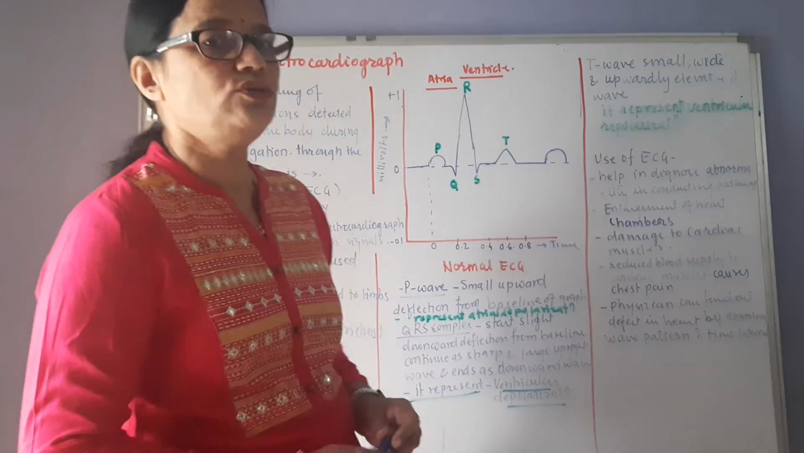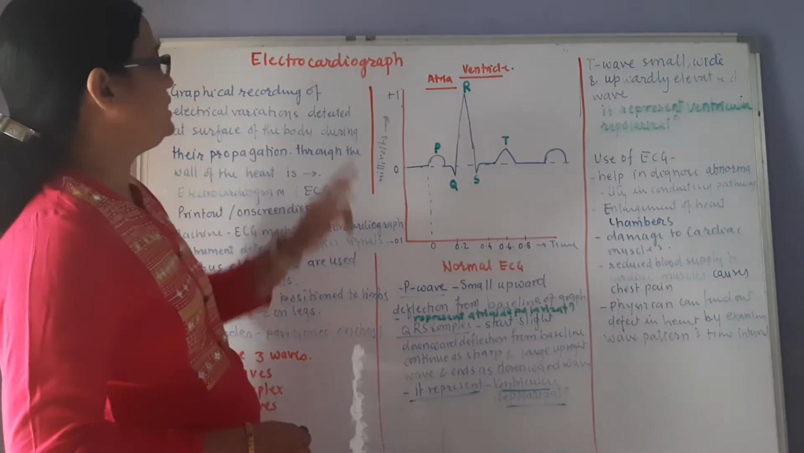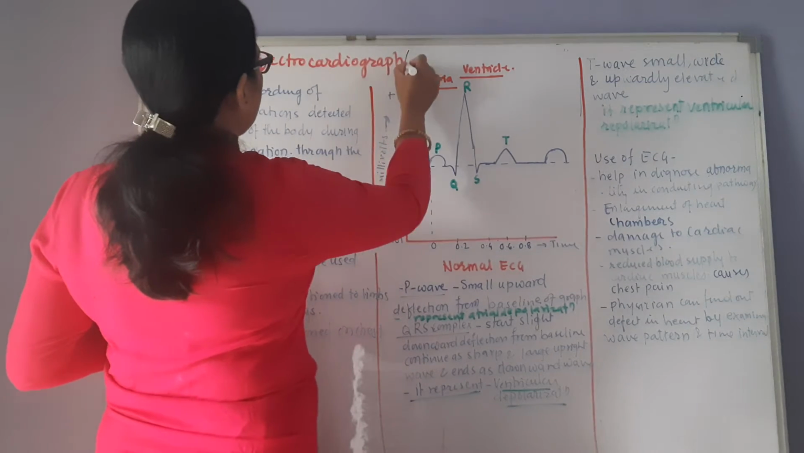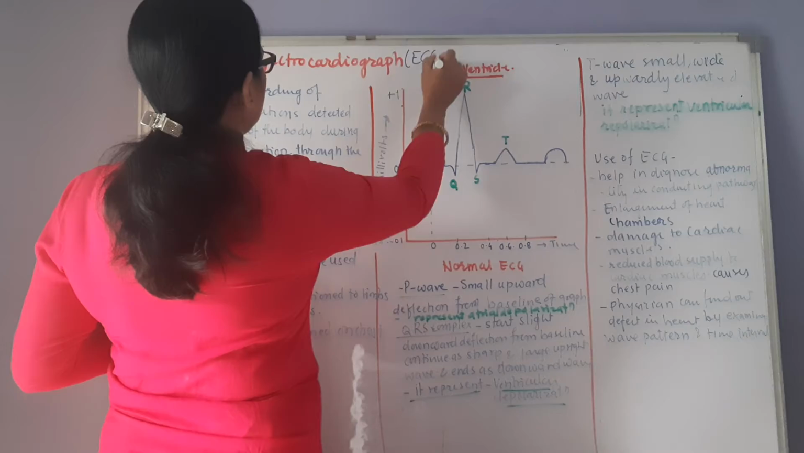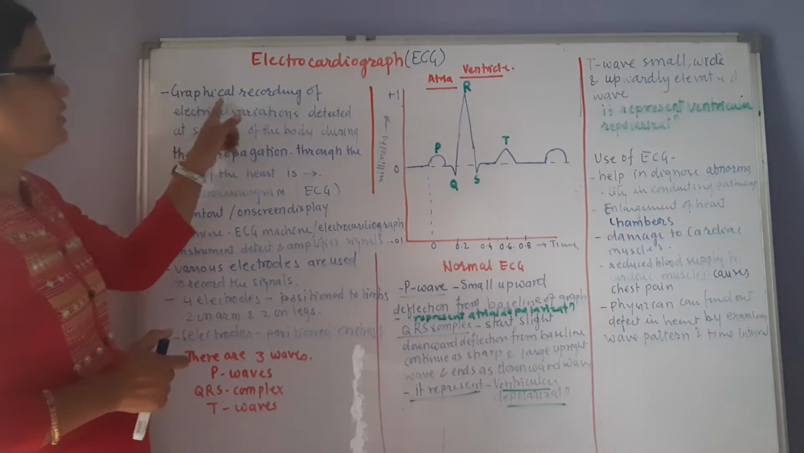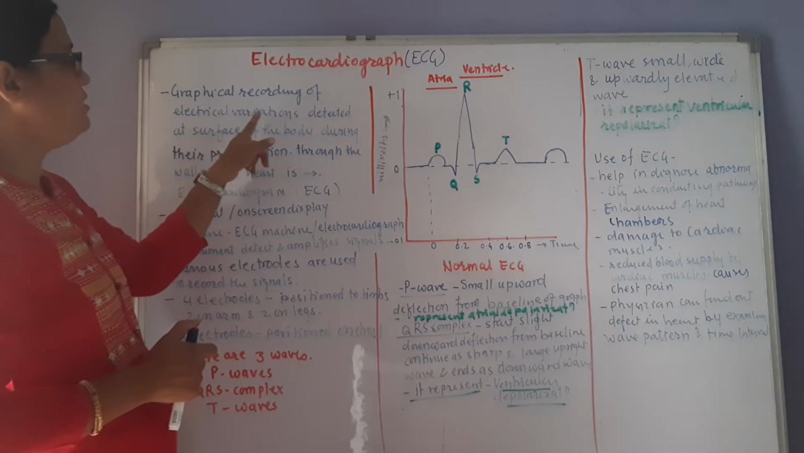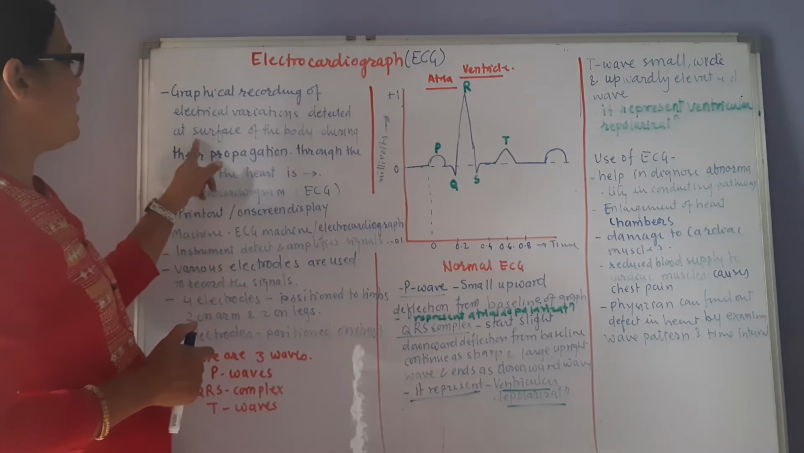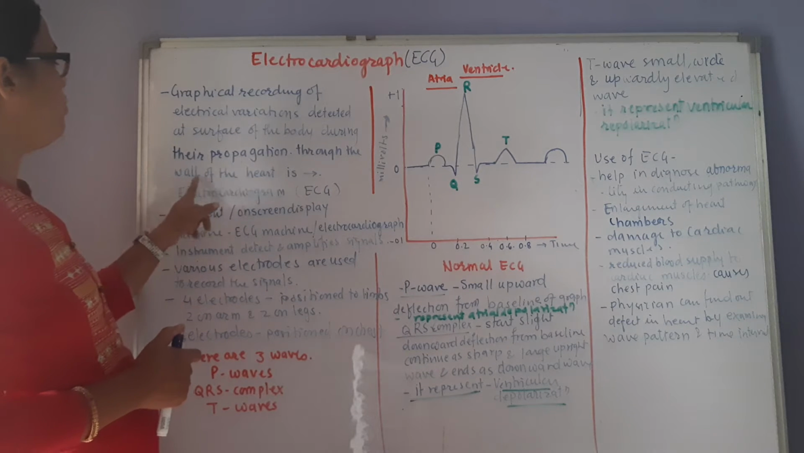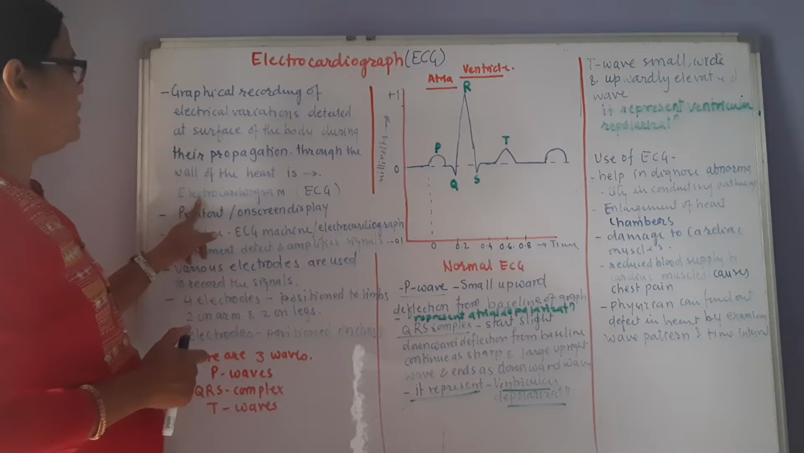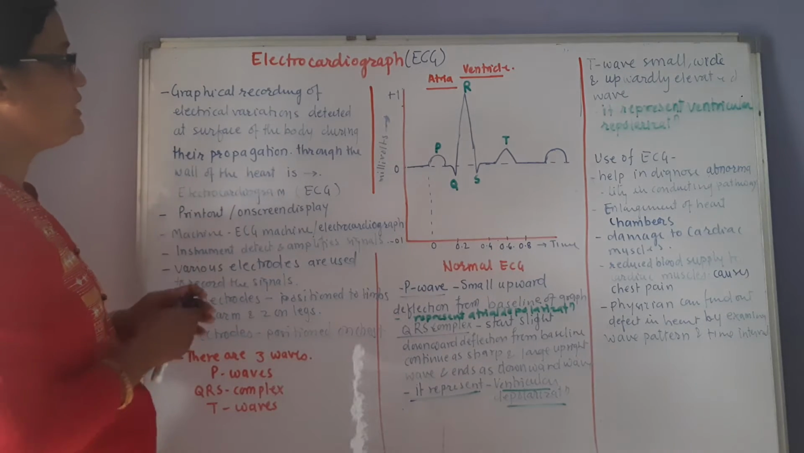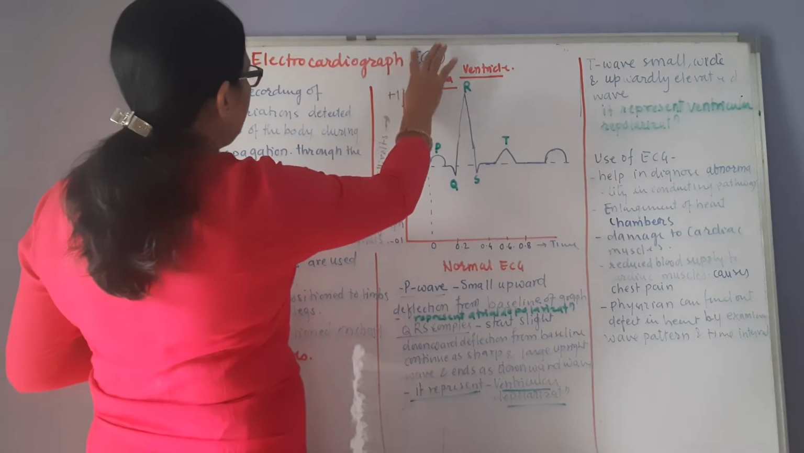Hello friends, today we are starting the new topic, that is the electrocardiogram. It is shortly called as ECG. Let us see the definition of the ECG. It is a graphical recording of electrical variations detected at the surface of the body during their propagation through the wall of the heart. That is called the electrocardiogram. Electrocardiogram is ECG. So it is an electrocardiograph.